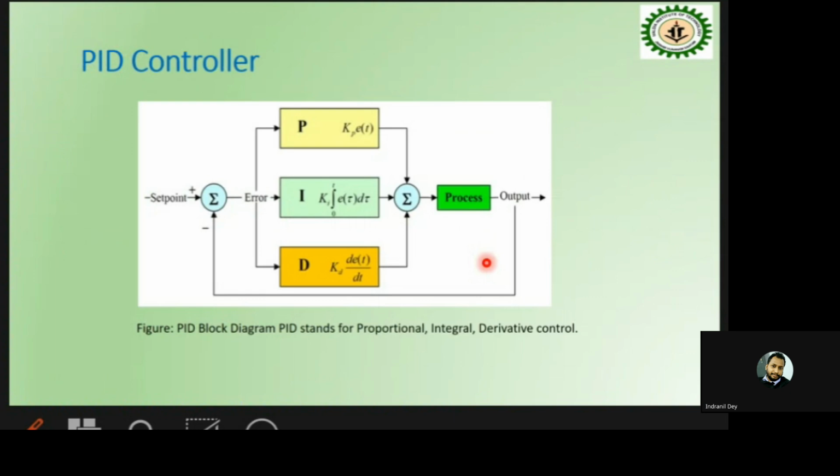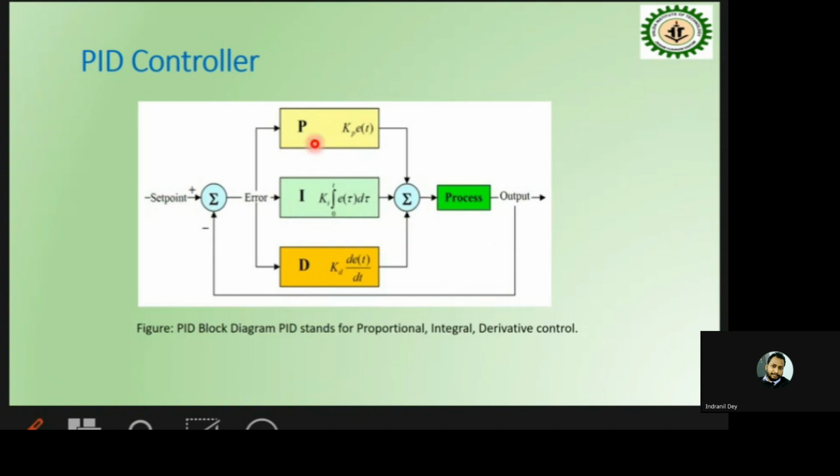So this is the structure of a PID controller. From the block diagram, we can see that the controller block is replaced by this PID block, where the process output is measured by the feedback, and the difference between the set point and the actual process variable, which is the error, will be the input to this PID action.